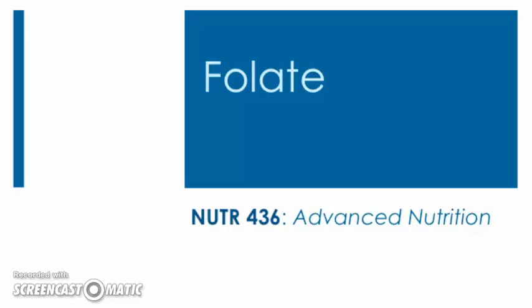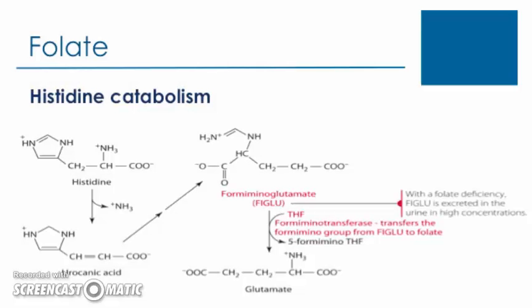Vitamins and minerals, folate. We will now further discuss folate and its role in various reactions involved in amino acid metabolism, particularly methionine synthesis. We'll additionally discuss the RDA for folate and deficiency symptoms. Here we see the process of histidine catabolism. We previously mentioned that histidine catabolism is involved with the reaction of 1-carbon metabolism converting tetrahydrofolate to 5-formamino tetrahydrofolate.